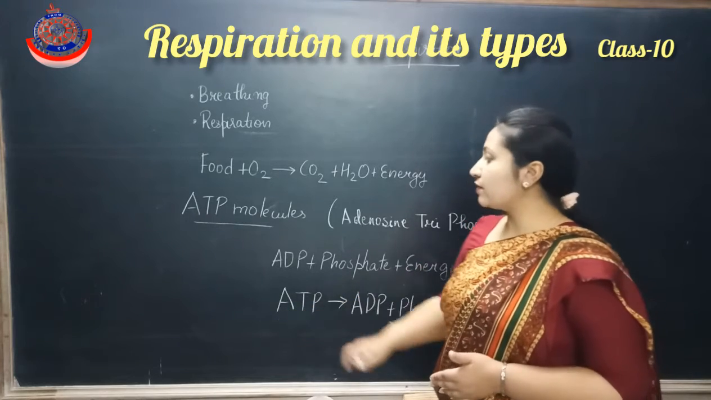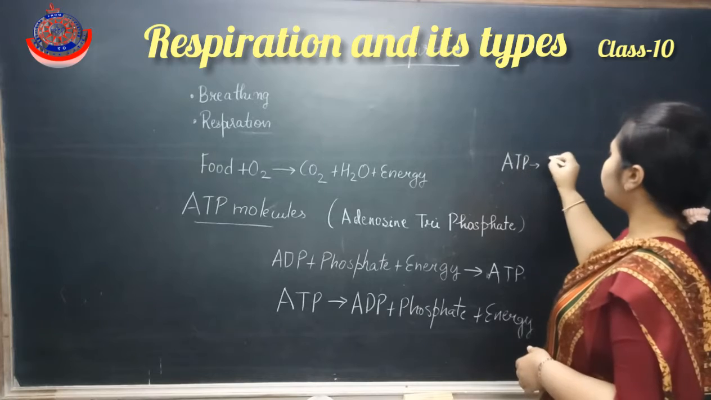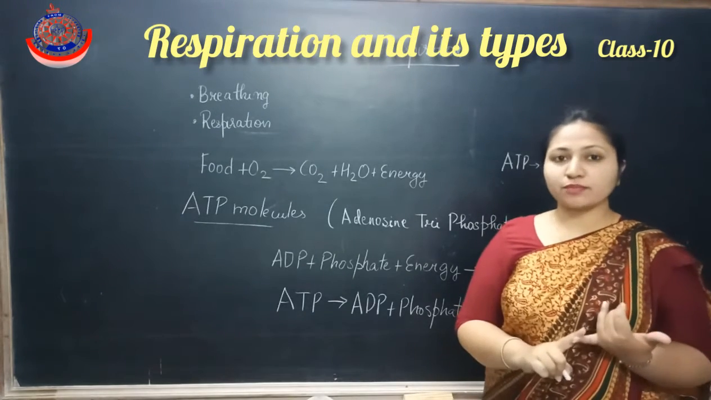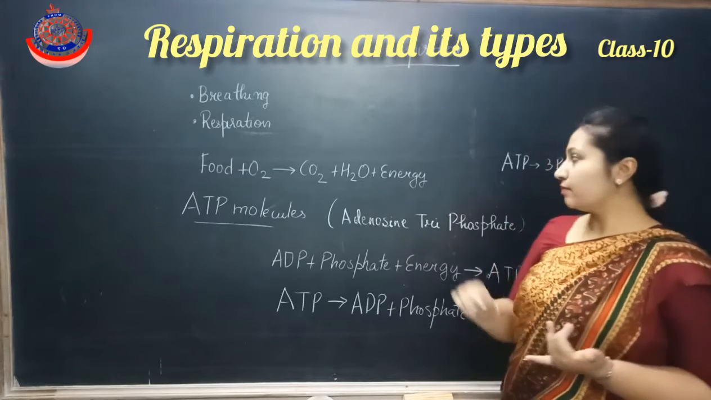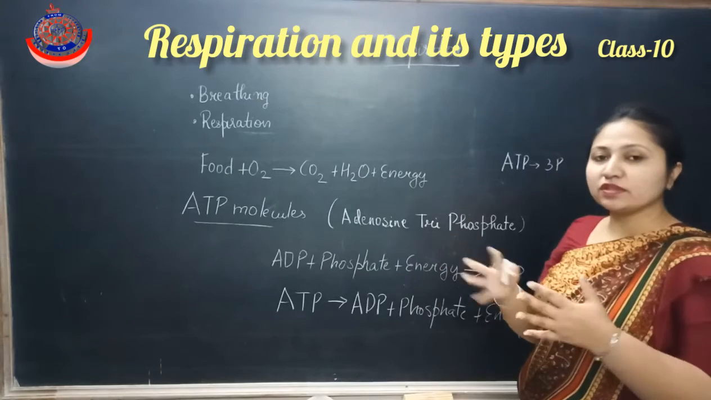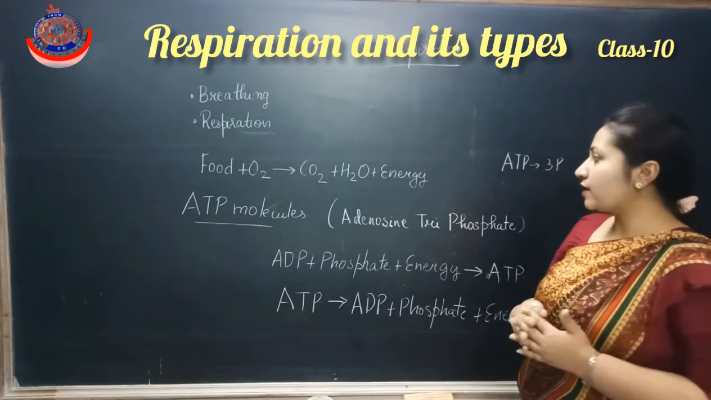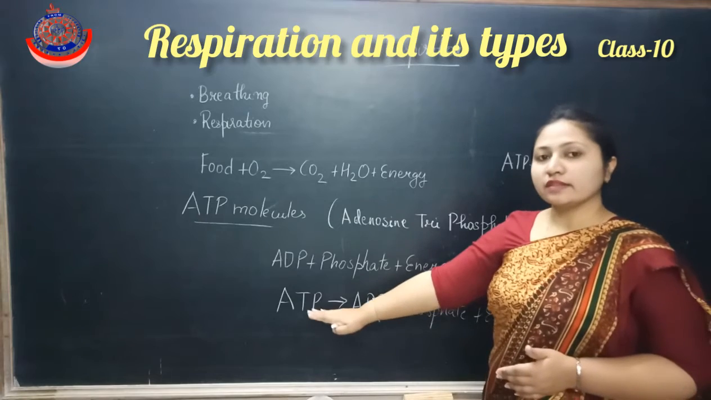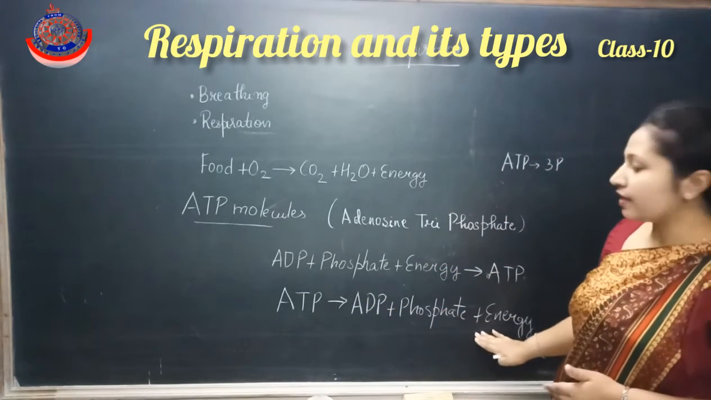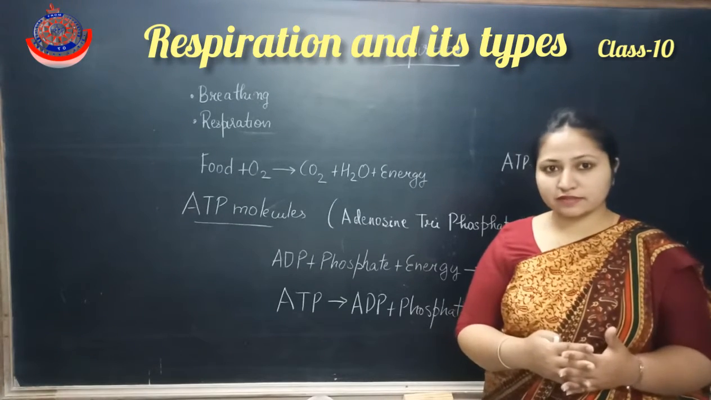As in the case of ATP, there are three phosphate molecules present. And the bonds between the phosphate molecules are very high energy bonds. So when the ATP molecules break down, they release energy, and this energy is used in various further processes.